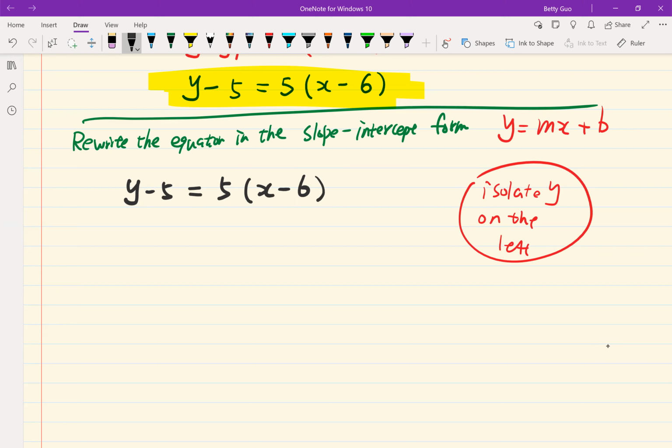You are adding 5, right? -30 plus 5. -25. Very good. How do you distribute? You use the coefficient to multiply each single term in parentheses. 5 times x is 5x. 5 times -6 is -30, right? Very good. It's -30, +5.